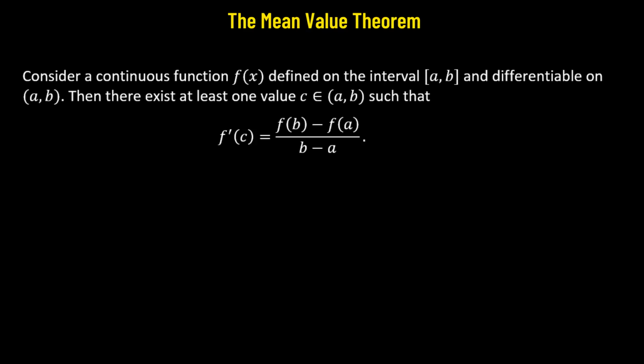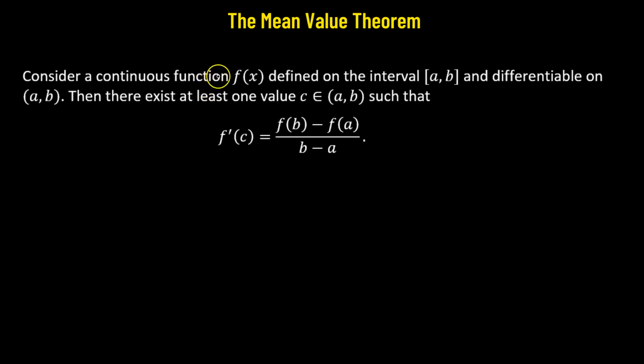For this, we will consider a function f of x which is continuous on the interval [a, b], and it's also differentiable on that particular interval except at the endpoints. Then there exists at least one value of c, and this value of c lies in the interval (a, b), such that the slope of the tangent line calculated at the point c is equal to the slope of the secant line. What does it mean actually?